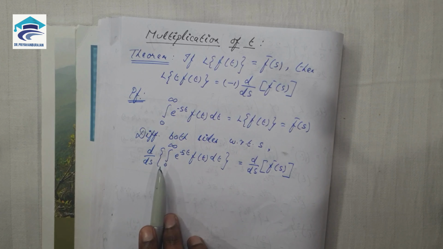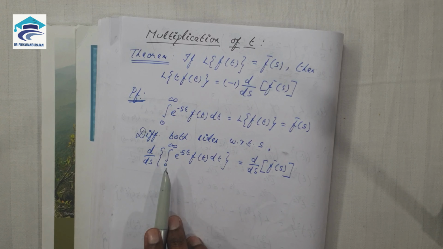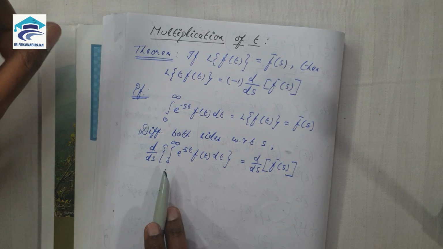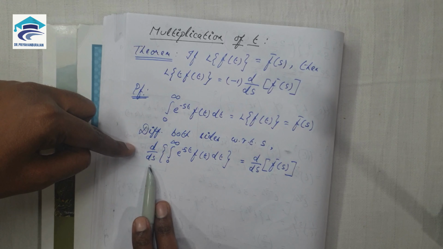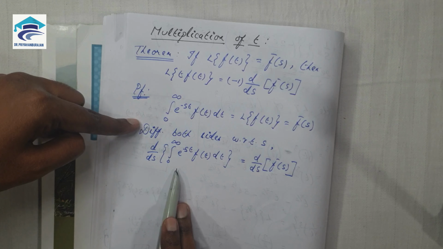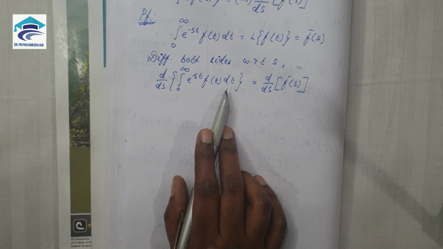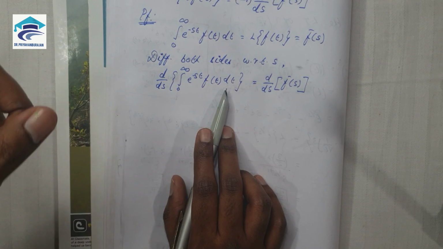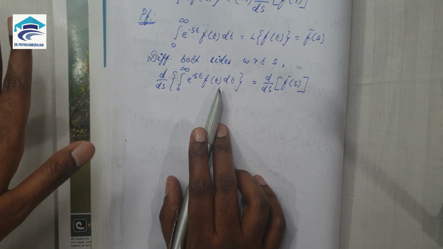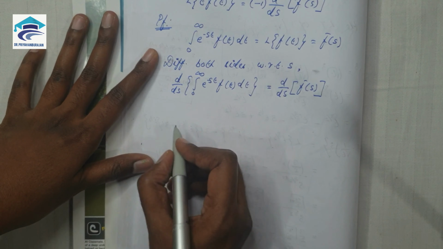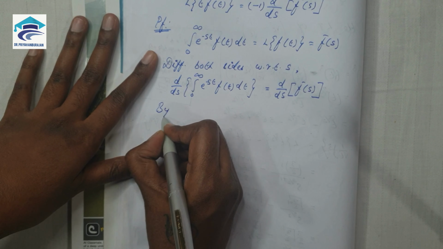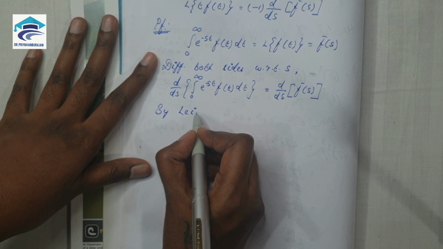So what we are going to do here is we are going to reverse the order of integration and the differentiation. That is, first we are going to differentiate partially with respect to s, and then we are going to integrate it. Since we have two different variables s and t, it is very easy to differentiate it partially with respect to s first and then to integrate with respect to t. So this is possible by Leibniz theorem.